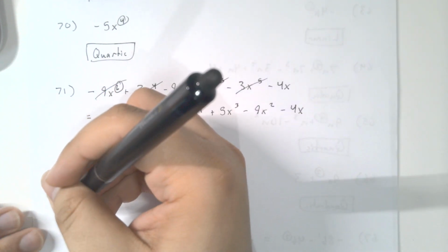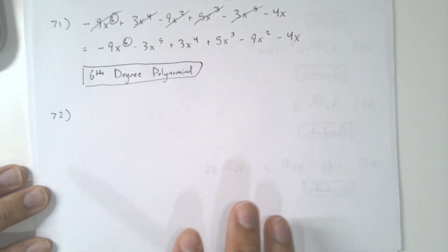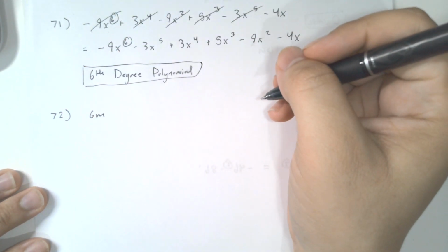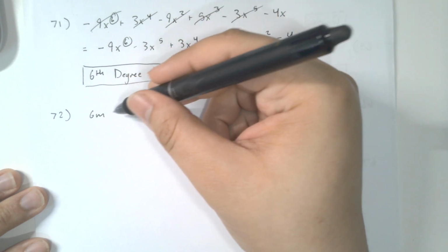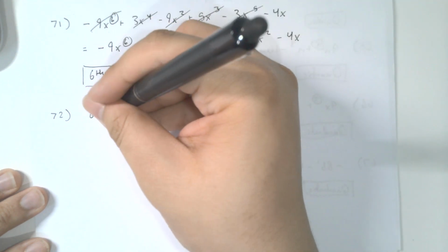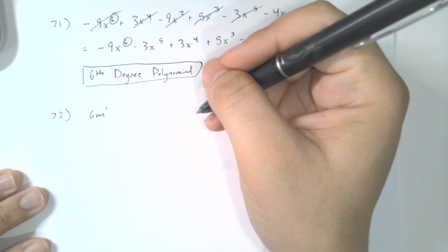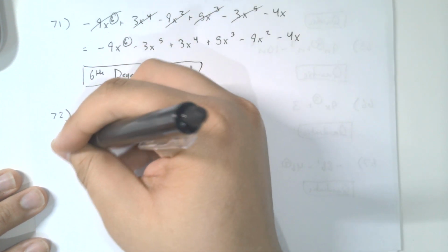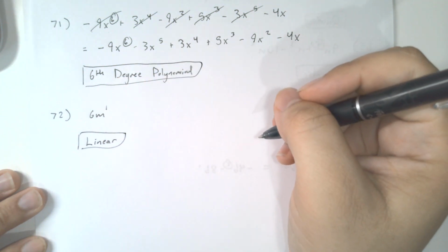And lastly, for number 72, we have 6m. And anytime we see just a variable without an exponent, we know that that means it is to the power of 1, and that means that we have a linear polynomial.